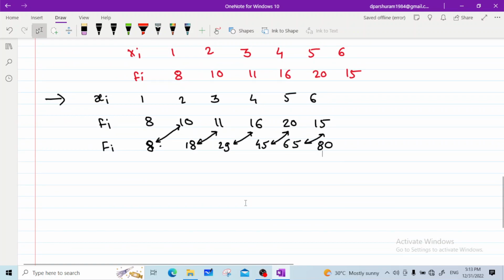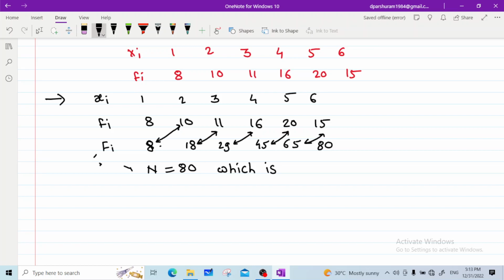So here we get the value of capital N. The value of capital N is equal to 80. 80 is an even number. So we use the formula for calculating median, that is MD is equal to the N by 2 value, and this one formula.